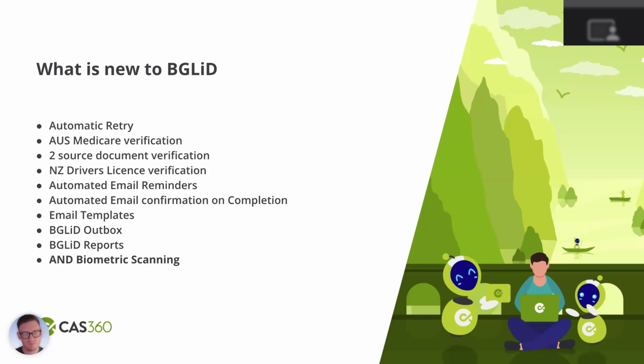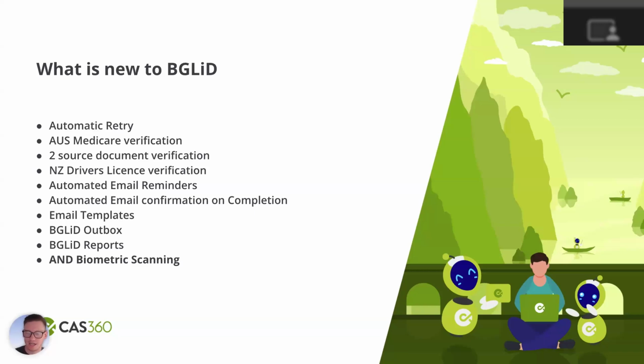Also, our email templates. It's very similar to CAS 360. You have full control over the email templates. When it comes to ID verification, clients might get a little bit touchy. So adding your firm's logo, branding and messaging to the email can be very important because it can add legitimacy to it, because it is a legitimate email.